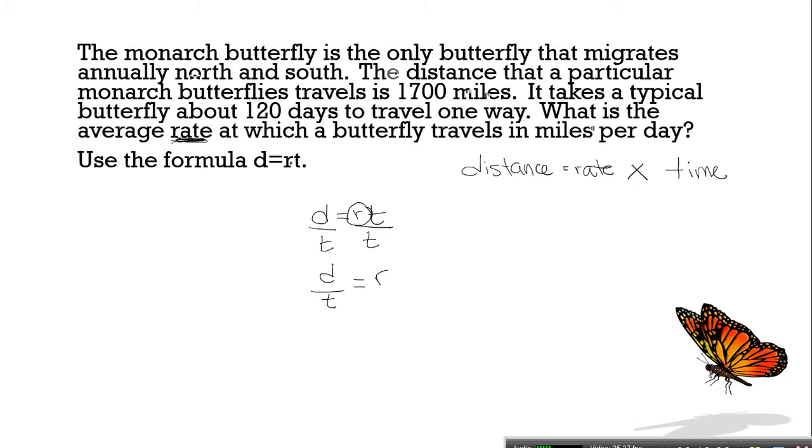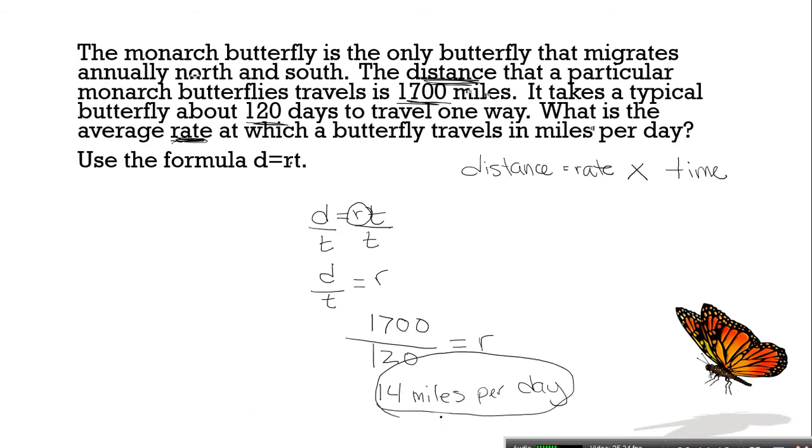Now I'm going to plug in what they gave me. So they say the distance, right here, is 1,700 miles. So I got 1,700 for my d. And they say my time, so it takes 120 days. So it's a lot of days for this monarch to travel. So 1,700 divided by 120, and that's going to give me my rate. How fast is this butterfly actually going per day? So if I divide that, and if you try it in your calculator, you'll get roughly 14 miles per day for this butterfly. You're going to get some decimals, but I just wanted to round to the nearest mile.